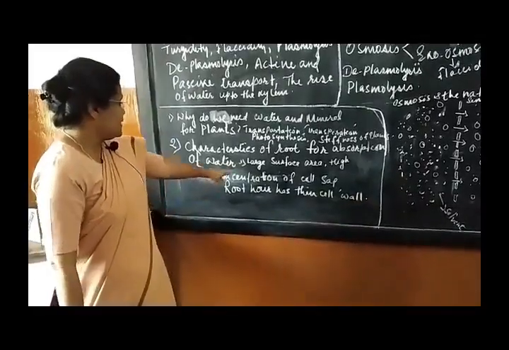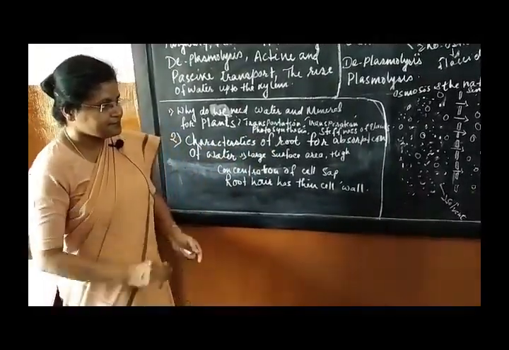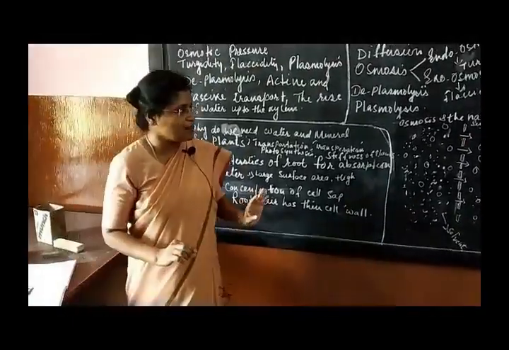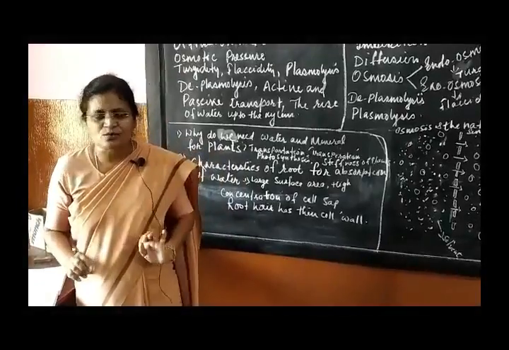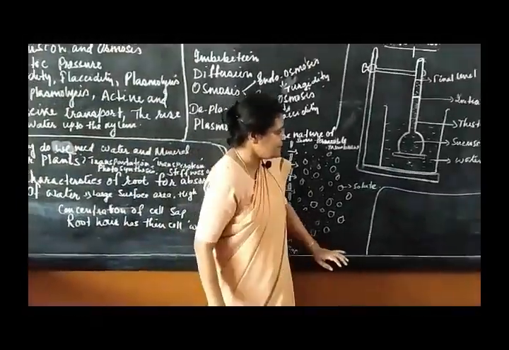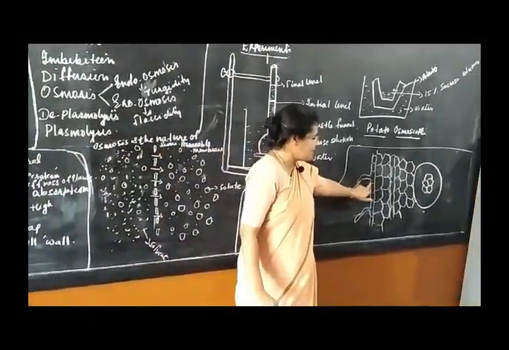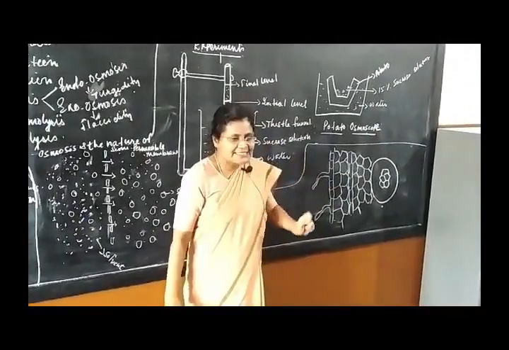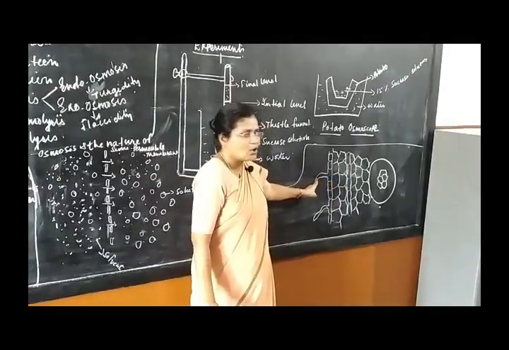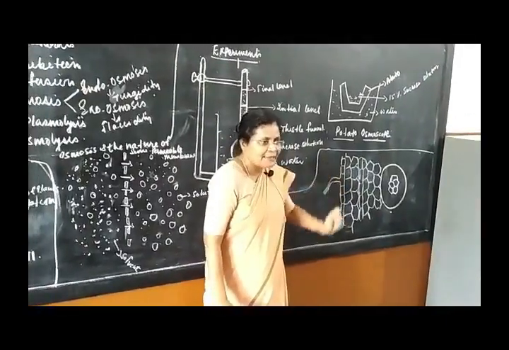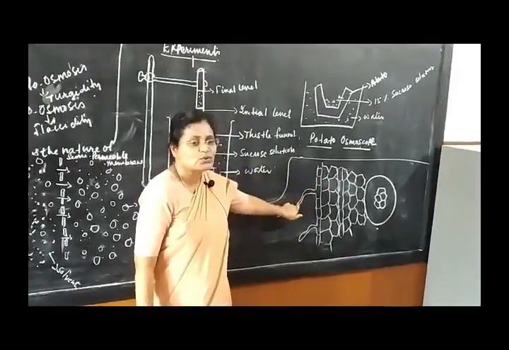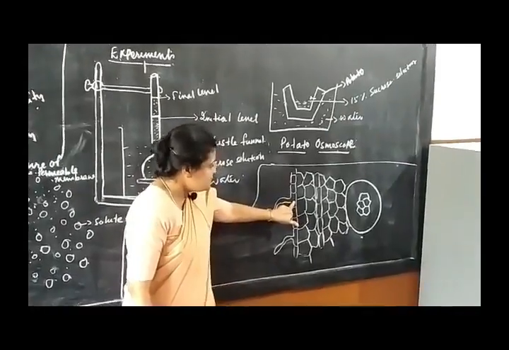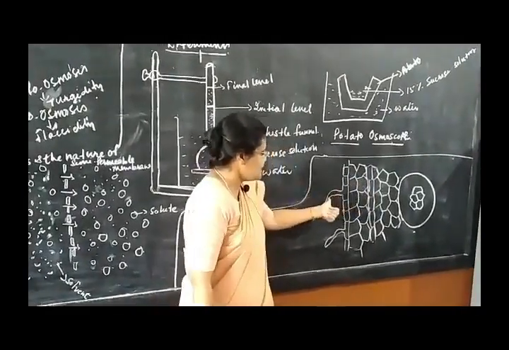Number 1, large surface area. The water is absorbed by root hair. Now, what is root hair? Root hair is nothing but the extension of the epidermal cells, or the epiblema. Remember, children, the extension of the epidermis of the root is called root hair. I repeat, the extension of the epidermis of the root is called root hair.